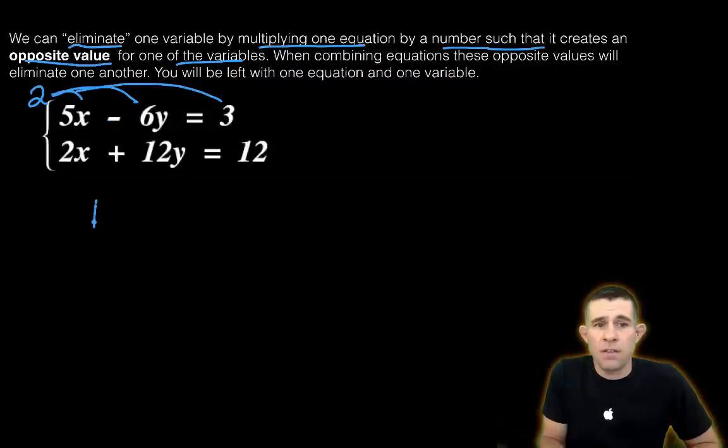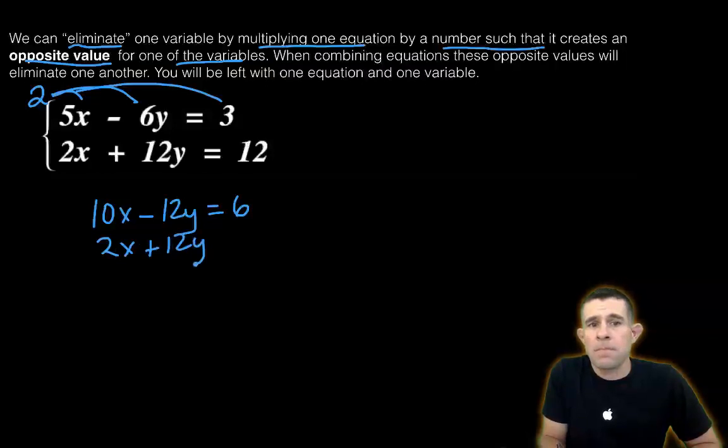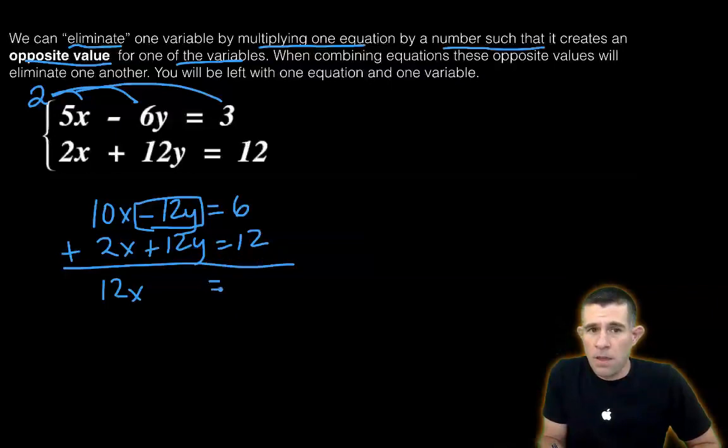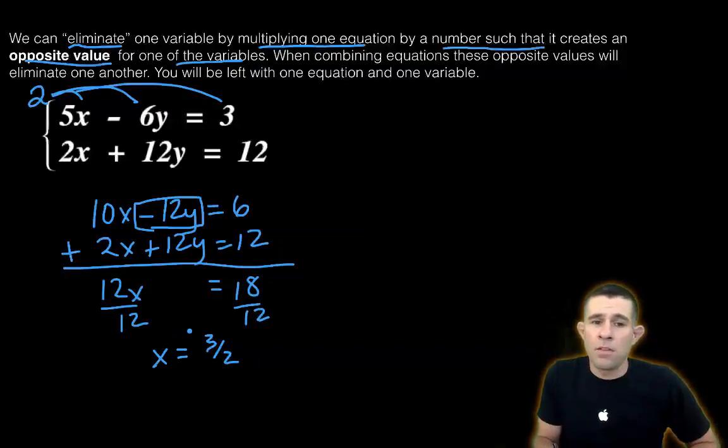2 times 5x is 10x. 2 times negative 6 is negative 12y, and 2 times 3 is 6. Now my second equation remains the same, and I'll just copy it down. Now I'm going to add these two, or combine these two equations. 10x plus 2x is 12x. A negative 12y and a positive 12y cancel each other out, and 6 plus 12 is 18. Now, to get x by itself, I'm going to divide both sides by 12, and x is equal to 3 halves, or 1.5. So I've eliminated my y, and I was able to solve for x.